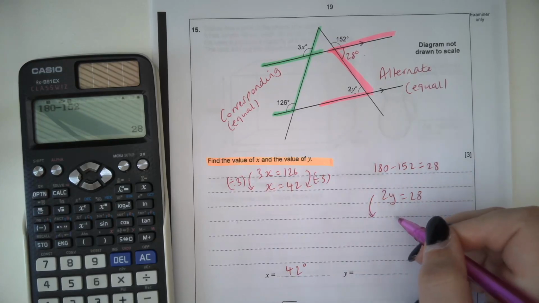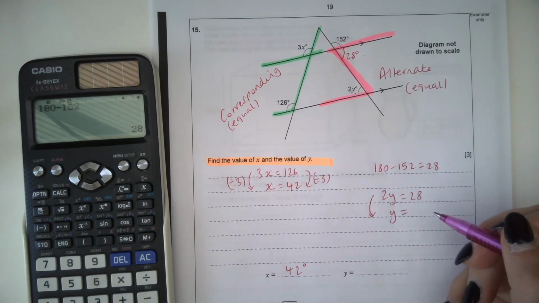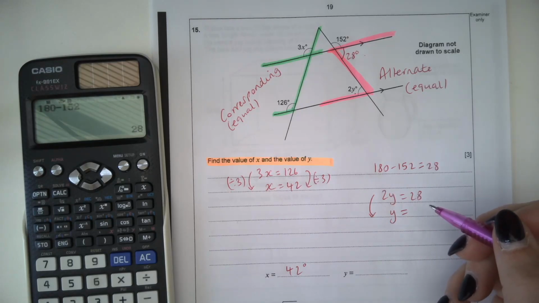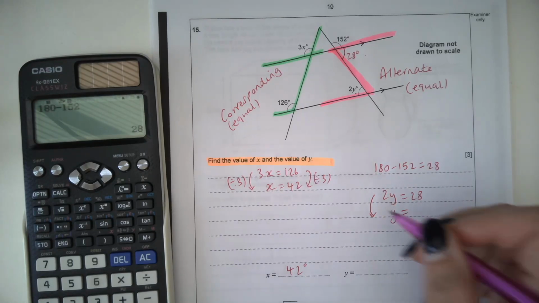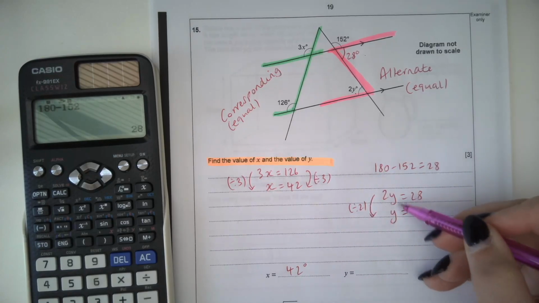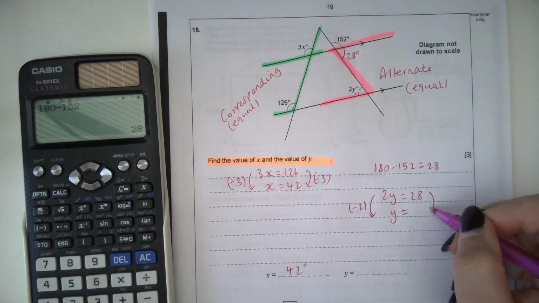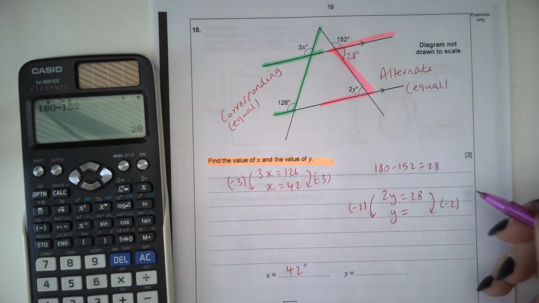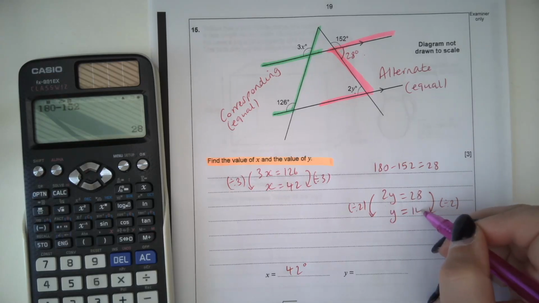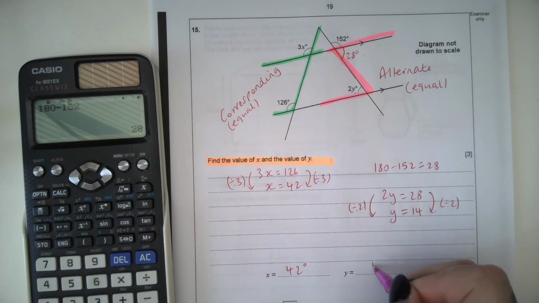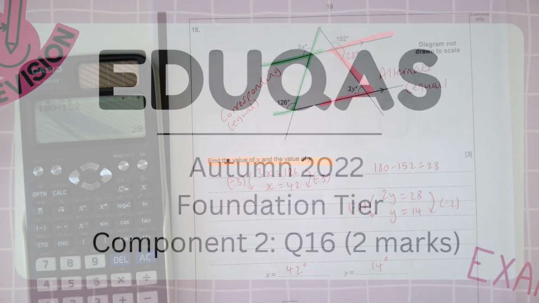2y is 2 times y. I want it to be y equals. I want to isolate y. The opposite of multiplying by 2 is dividing by 2. So 2y divided by 2 is y. Do the same on the other side to balance the equation. 28 divided by 2 is 14. So y is 14 degrees.